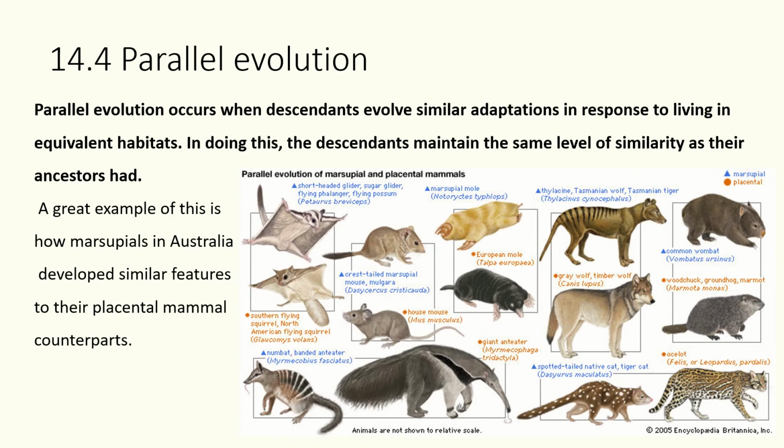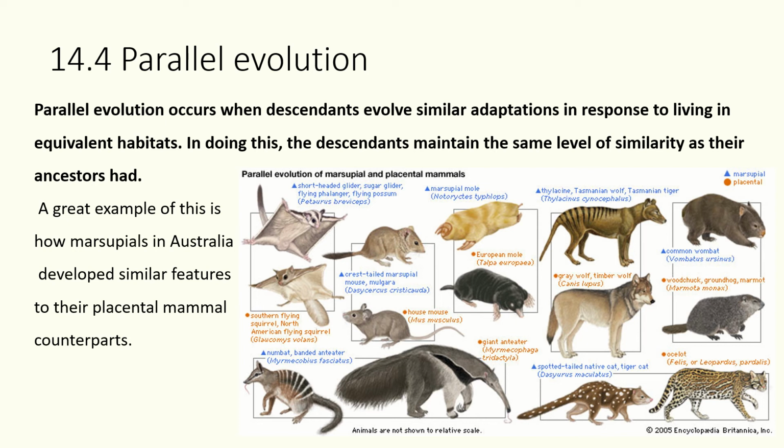Parallel evolution is a bit of a tricky one, and it's definitely a contentious issue among evolutionary biologists, and it's hard sometimes to differentiate between parallel evolution and convergent evolution. So convergent evolution is when two unrelated organisms evolve similar traits but from different origins of those traits. Parallel evolution occurs when descendants evolve similar adaptations in response to equivalent habitats, the same as convergent evolution, but they do this when they are more closely related descendants.